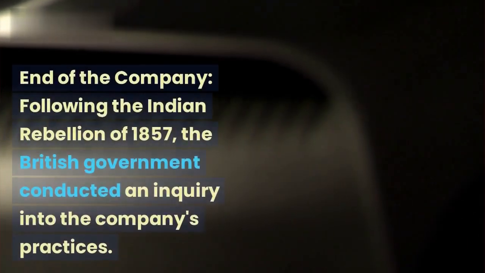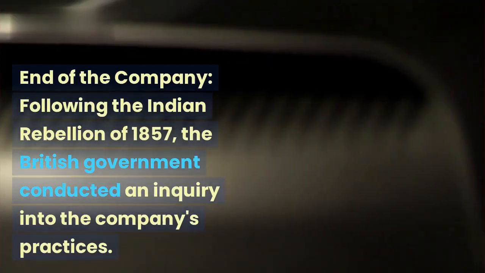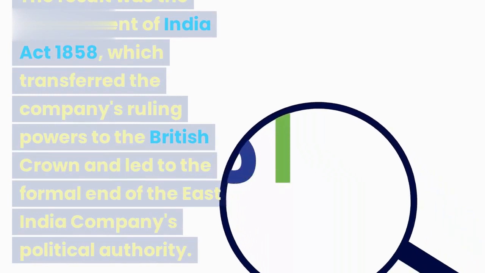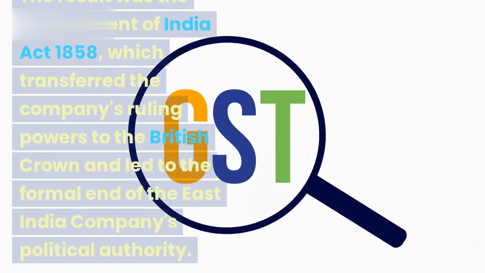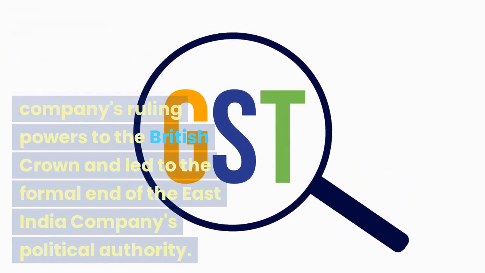7. End of the company. Following the Indian Rebellion of 1857, the British government conducted an inquiry into the company's practices. The result was the Government of India Act 1858, which transferred the company's ruling powers to the British Crown and led to the formal end of the East India Company's political authority.